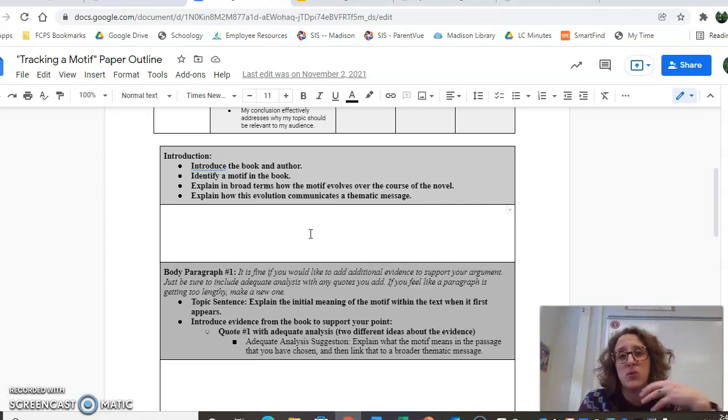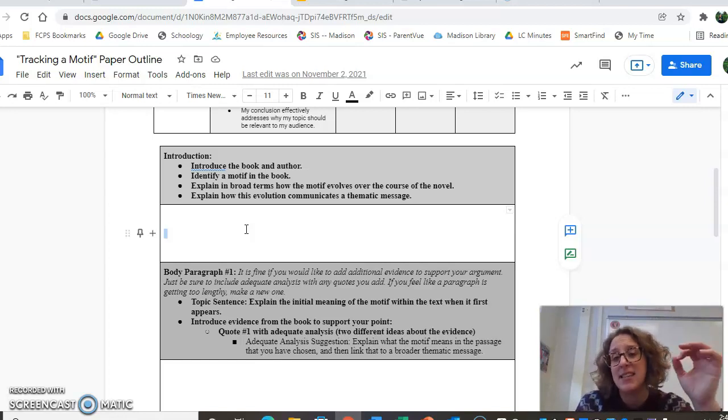This is also a place where I can quickly look and see: do you have a thesis statement? Do you have support that's logical? Do you have your evidence? That sort of thing. So for your introduction, you'd have your notes here. And in the bullets, you don't have to write the book and the author. You're writing about Fahrenheit; just make sure in your paper you're doing that. You're identifying a motif in the book. Ideally, this would be a motif that you already followed through your notes, so you don't have to go through that process extensively here.